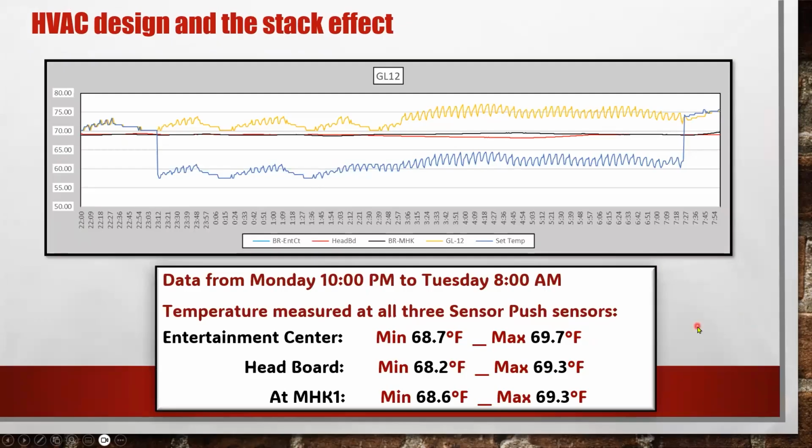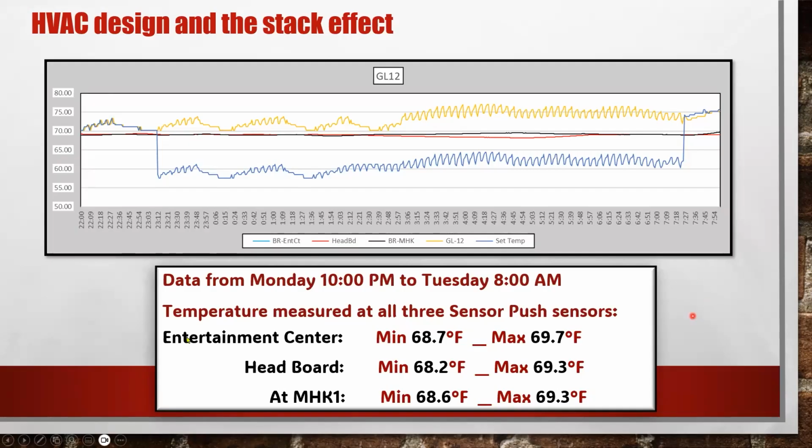Now, this is a chart of the actual bedroom temperatures reported by the MHK1, the upper orange line. The maintenance tool in the outdoor unit reported by the blue line. And the 3 lines in the middle that pretty much converge at one temperature, those are the 3 data loggers placed around the bedroom. Those are the actual temperatures of those 3 data loggers.